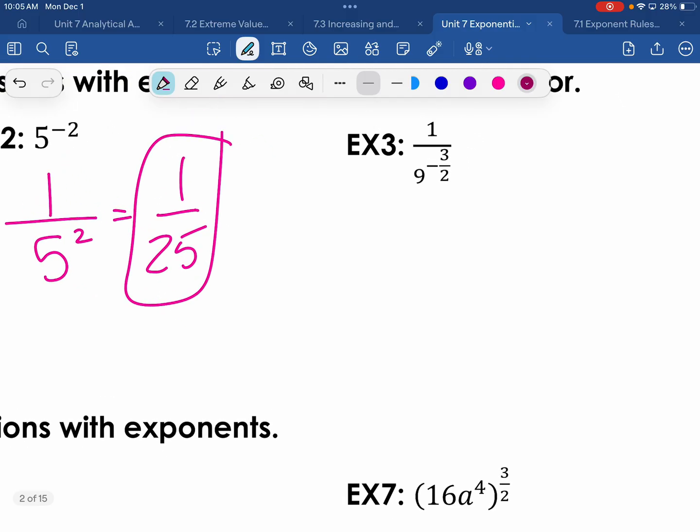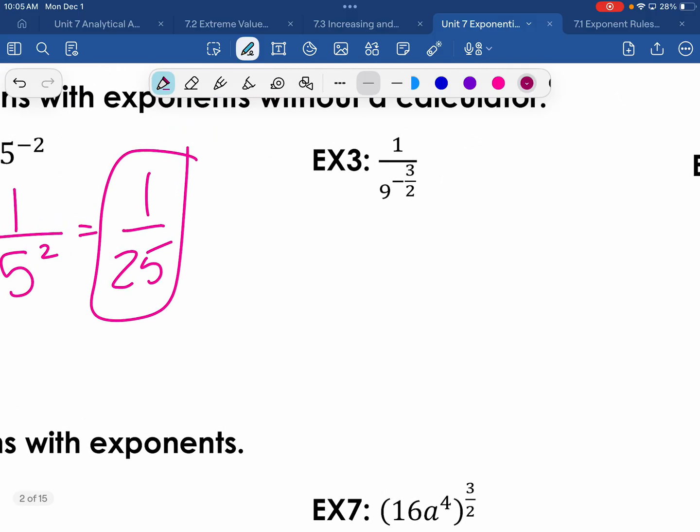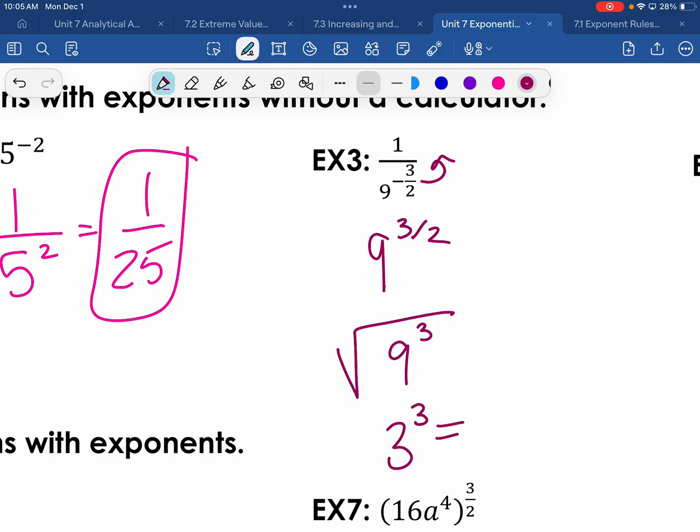All right, and now on example 3. The negative exponent is on the bottom. So when I move it to the top, it turns positive. When I move the 9 to the top, it turns to a positive exponent. Now, I don't like the fraction exponent, so I'm going to rewrite that as a root. What kind of root is it? Square root. Square root of 9 cubed. Now, I don't know what 9 cubed is. Remember, we're going to do the exponent last. So we're going to square root first. What's the square root of 9? 3. And then what is 3 to the 3rd power? 27.